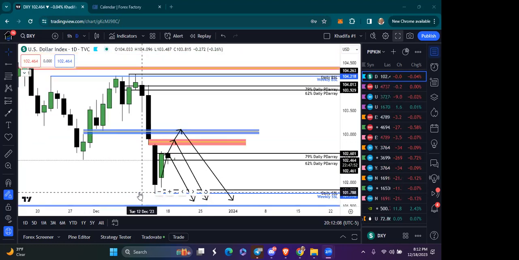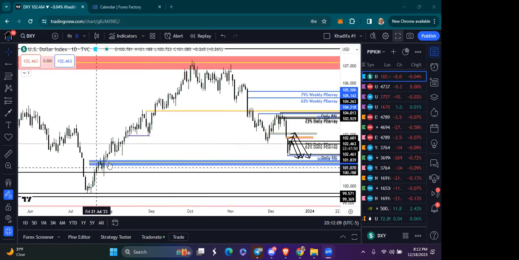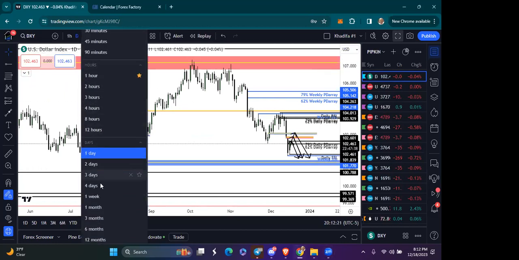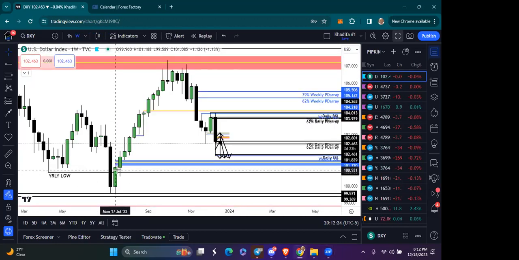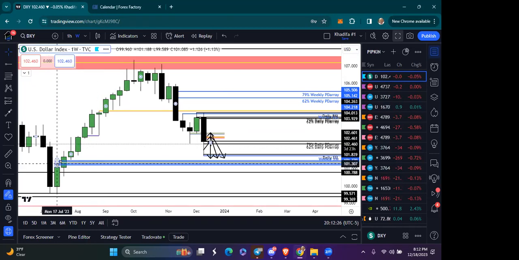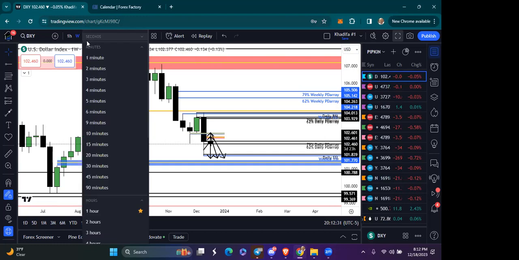I want to see us sell lower, and this is my point of interest where I want to see the dollar sell down to: this weekly fair value gap here. And if I go to the weekly time frame so you can see it, this weekly fair value gap here. Cool beans?